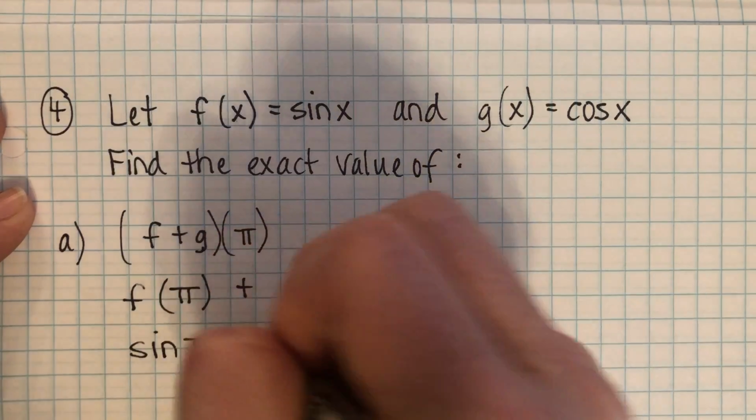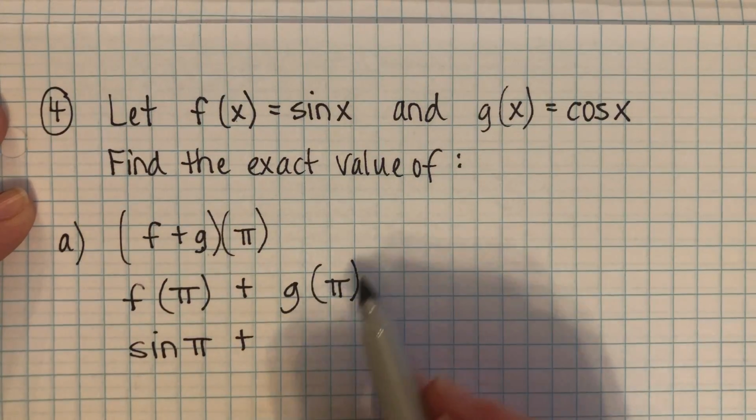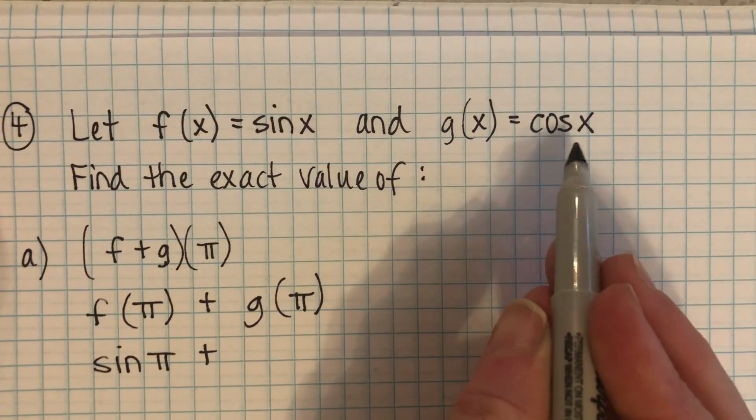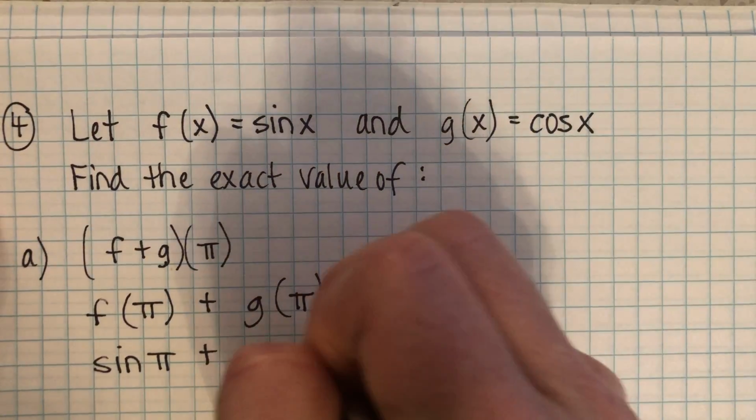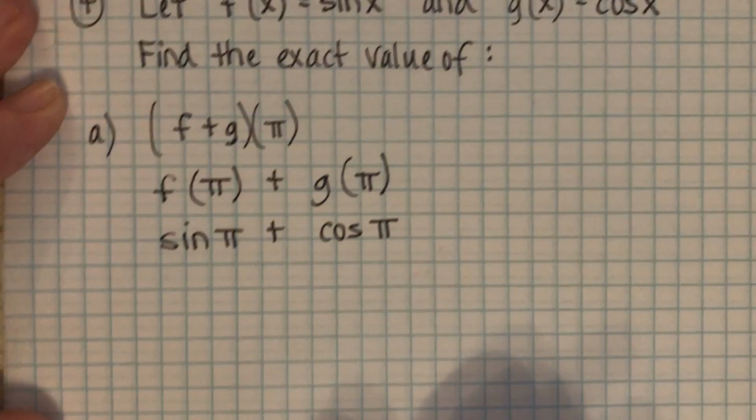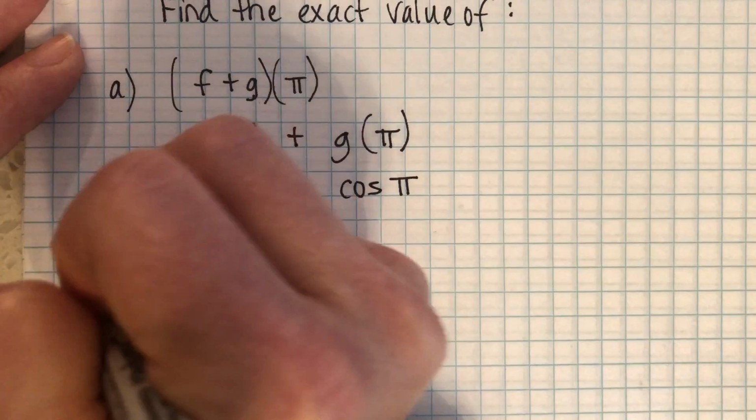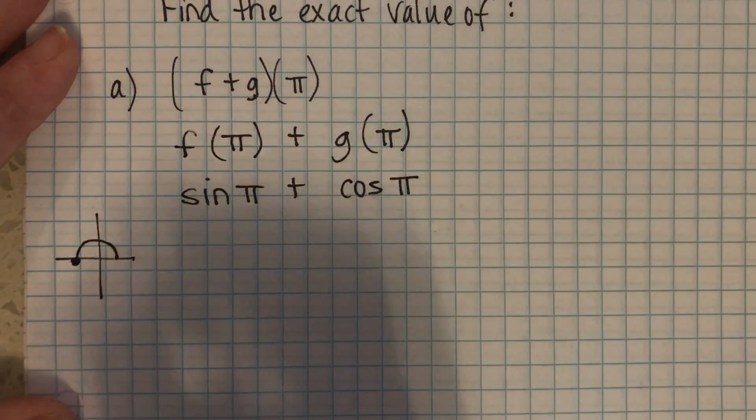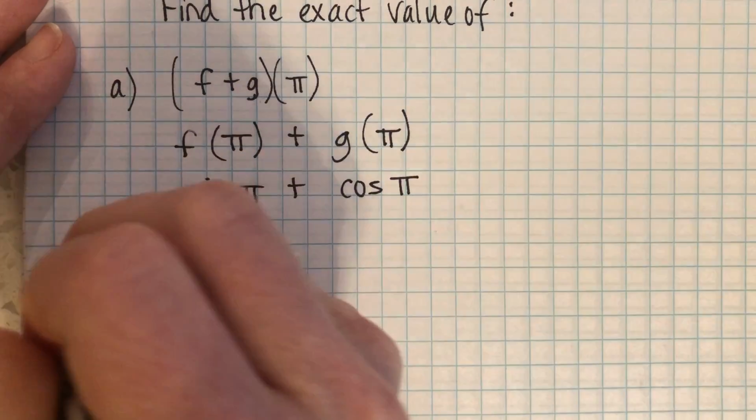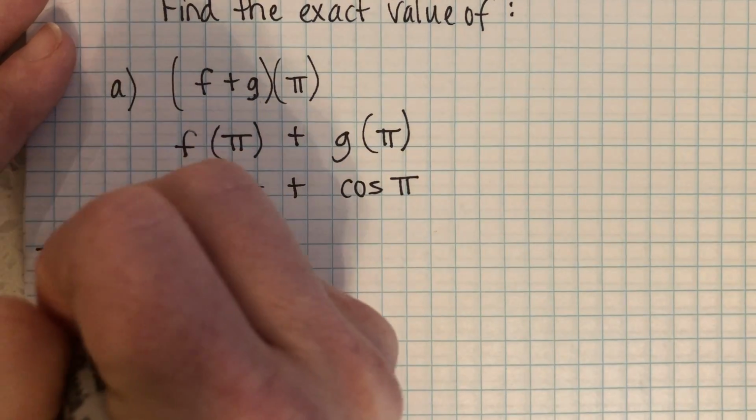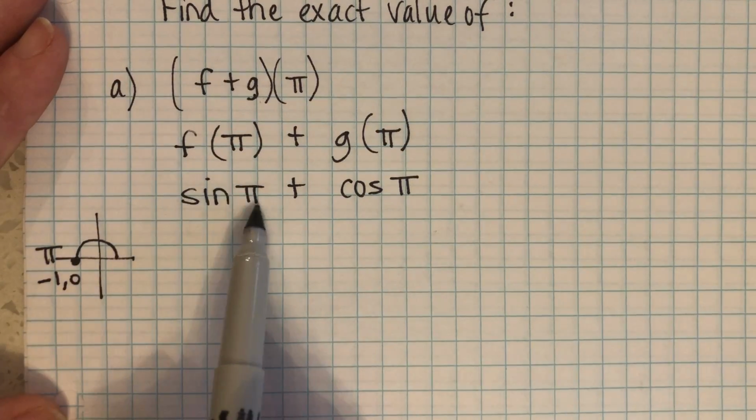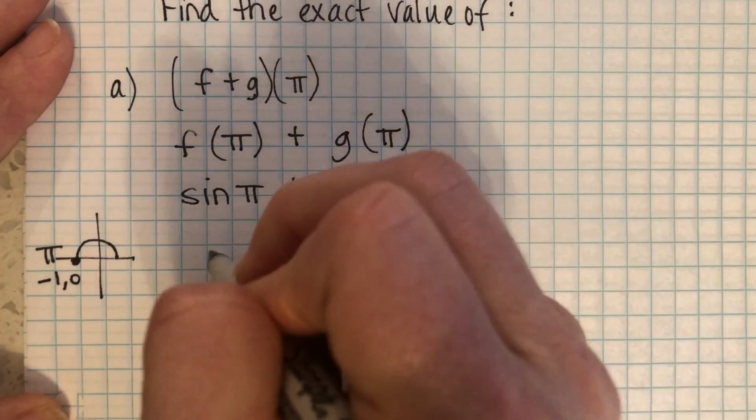And then I have to add it with g of pi, which means you're plugging pi into the g of x function, so I'll be taking the cosine of pi. Okay, well, what do I get? What's the sine of pi? Well, where's pi radians going to land? Pi radians lands right there. What coordinate is that on your unit circle? That is the point (-1, 0), because it's left 1. Well, sine is the y coordinate, so the sine at pi is 0.